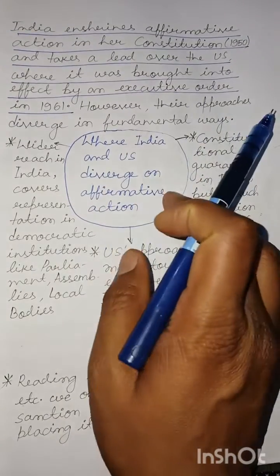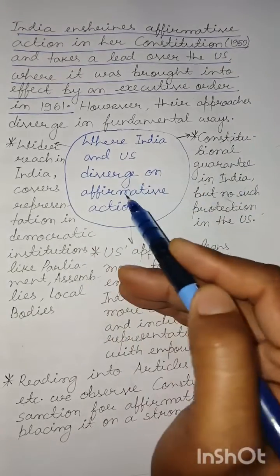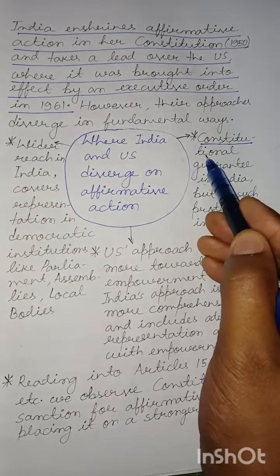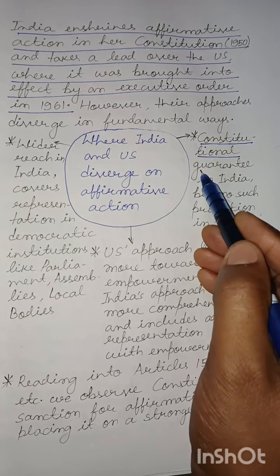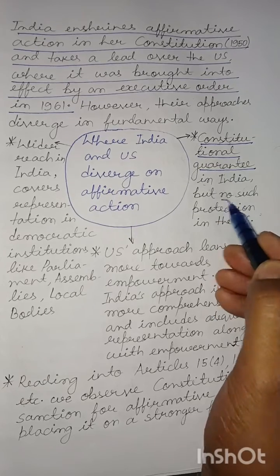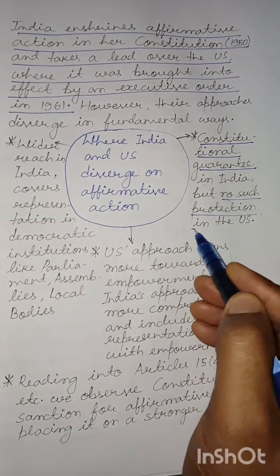So what are the ways in which India and the US diverge on affirmative action? First, as we have just talked about, in the case of India, the affirmative action system has constitutional guarantee, but there is no such protection in the case of the US.